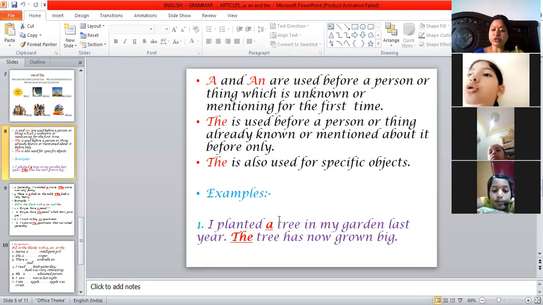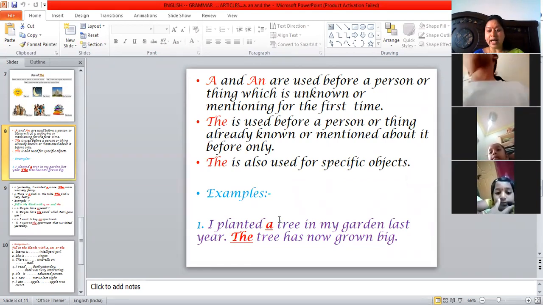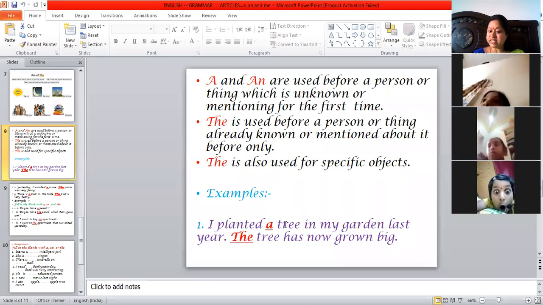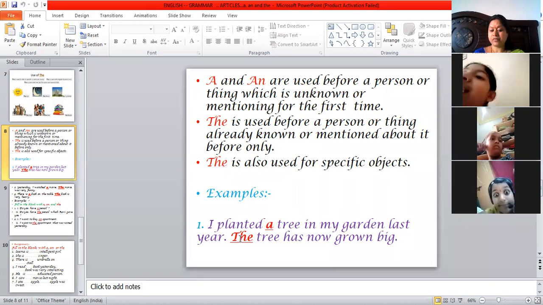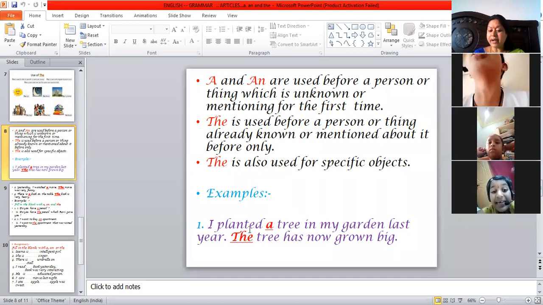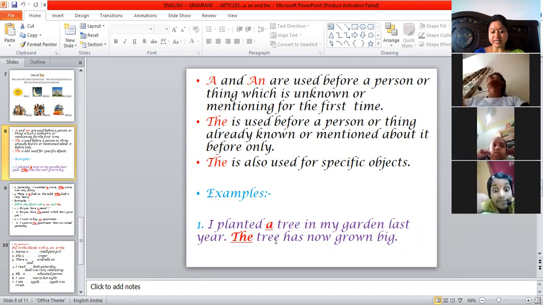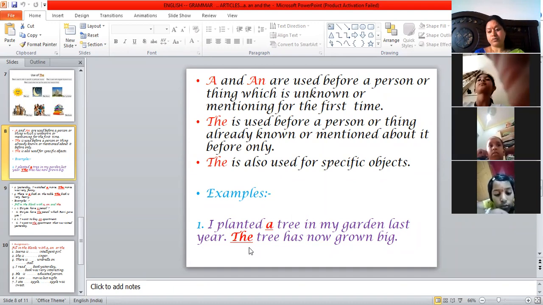When it is introduced, you have to use a or an. Because tree starts with a consonant letter, you have to use a. And again, this tree is introduced here, so for the second time you are writing, that's why you need to use the. I planted a tree in my garden last year. The tree has now grown big. When the noun is introduced for the second time, that time you need to use the before the noun.